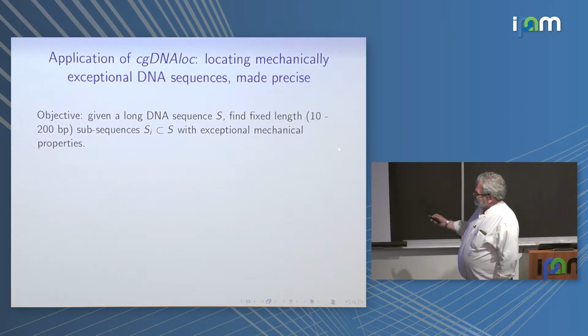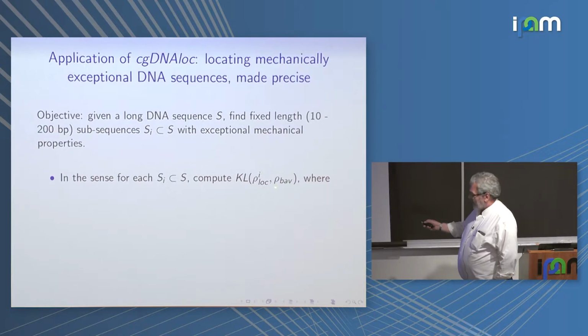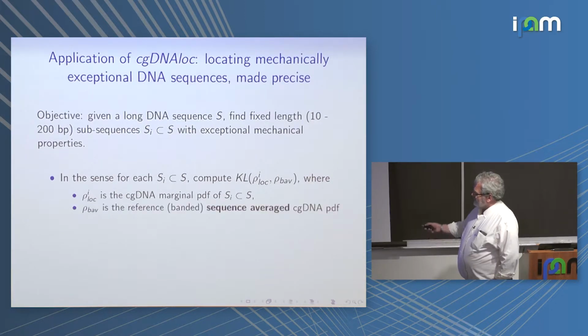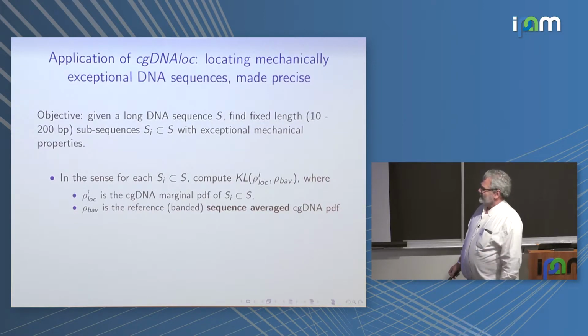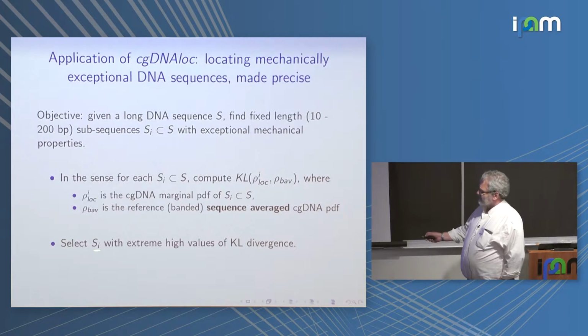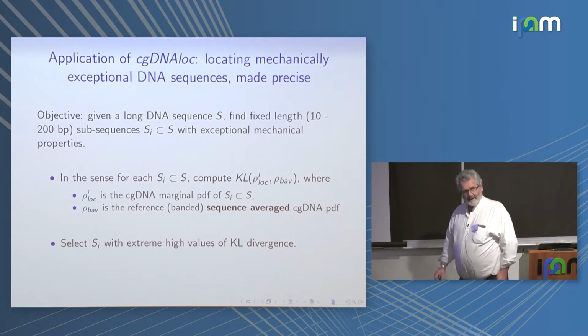So, application: mechanically exceptional DNA sequences made precise. Given a long sequence, take a subsequence, and compute the Kullback-Leibler divergence of the local cgDNA PDF from the banded sequence-averaged cgDNA PDF. So that's now a well-defined mathematical question. And then we're going to select SI with extremely high values of KL divergence.